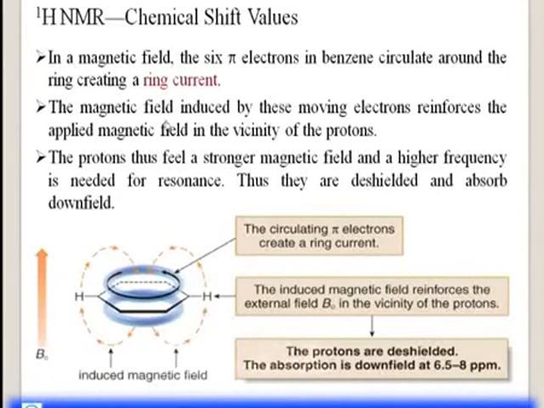The magnetic field induced by these moving electrons reinforces the applied magnetic field in the vicinity of the protons. Thus the proton feels a stronger magnetic field than it would in the absence of these circulating electrons, and a higher frequency is needed for resonance. Thus they are de-shielded and absorb downfield. You can see this is the circulating pi electron or inner ring current, and the protons are de-shielded. The absorption is downfield at 6.5 to 8 parts per million.